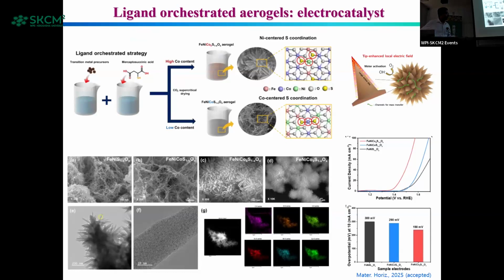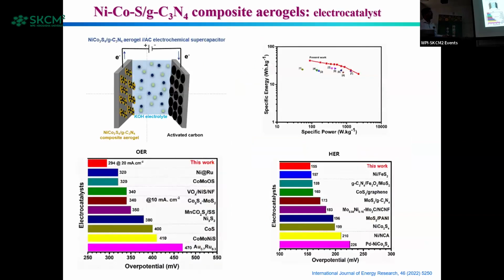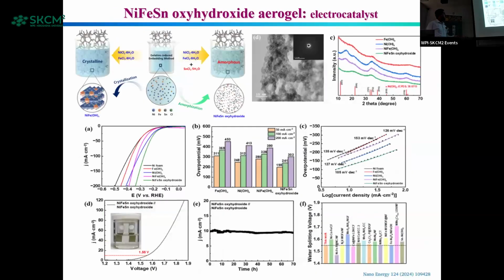So the overpotential is as low as 190 millivolt, around 190 millivolt we achieved by using this kind of material. This is also beautiful. So we use this same mercaptosuccinic acid, and we connected the carbon nitride sheets as a 3D connection. And on the surface, there is nickel cobalt sulfide aerogel. From EDS mapping, you can see the homogeneous formation of the material, the carbon nitride as well as nickel cobalt sulfide on the surface of the aerogel. And this we have used in supercapacitor as well as HER and OER reactions.